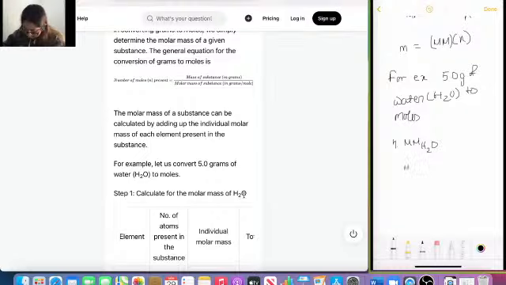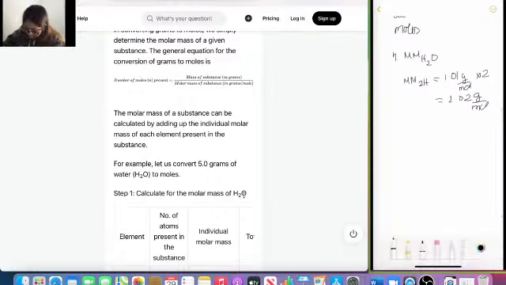And so to do this, let's first calculate the molar mass of 2 hydrogens. The molar mass of 1 hydrogen atom is 1.01. Since we have 2, multiply this by 2 and you get 2.02 grams per mole. Again, you find 1.01 from your periodic table. And so the next step would be to find the molar mass of our 1 oxygen atom here.